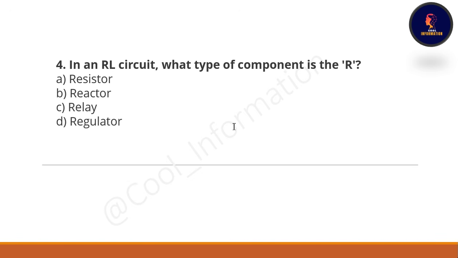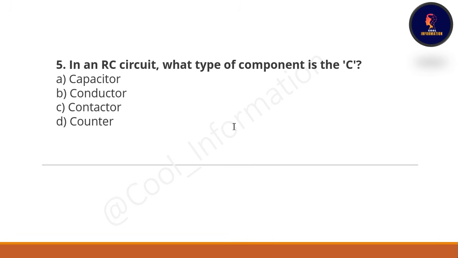Next question, in an RL circuit, what type of component is the R, which is resistor or reactor or relay, and last option is regulator. Correct option of this question is option number A, which is resistor. Next question, in an RC circuit, what type of component is the C? Is it capacitor, or is it conductor, or is it contractor or counter? Correct option is option number A, which is capacitor.